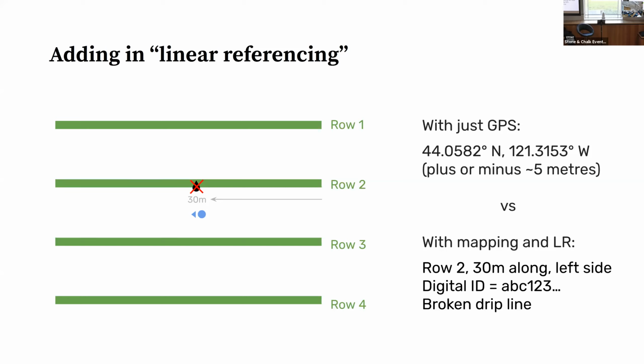So what we work with behind the scenes on the back end of all of our software is something called linear referencing, which is just a fancy way of saying that we're referring to the location along a line. So that same model of row 2, 30 meters along on the left side, but I'm able to communicate that with a digital ID for that row and start to build on top of it.